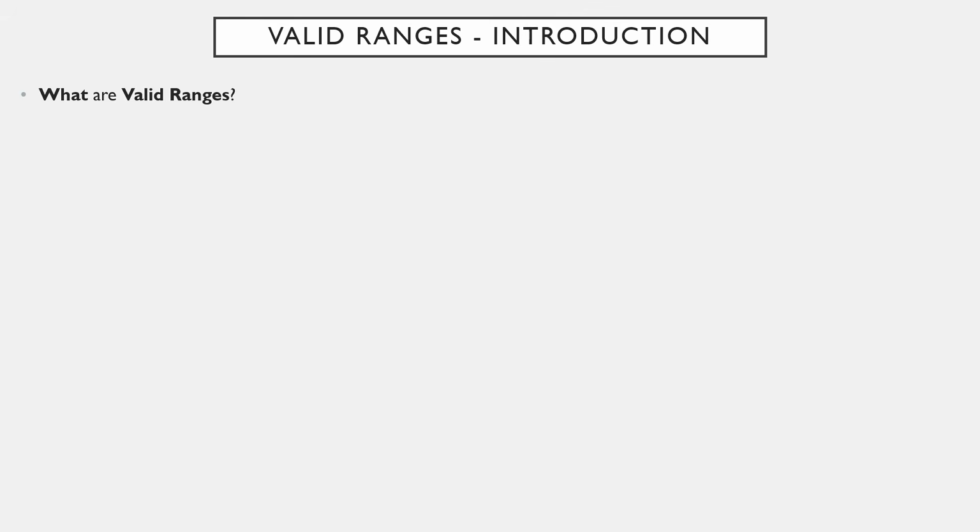So what are valid ranges? Those are specific rules for determining your valid structural formations. And those formations are simply our higher highs, higher lows, and lower highs.